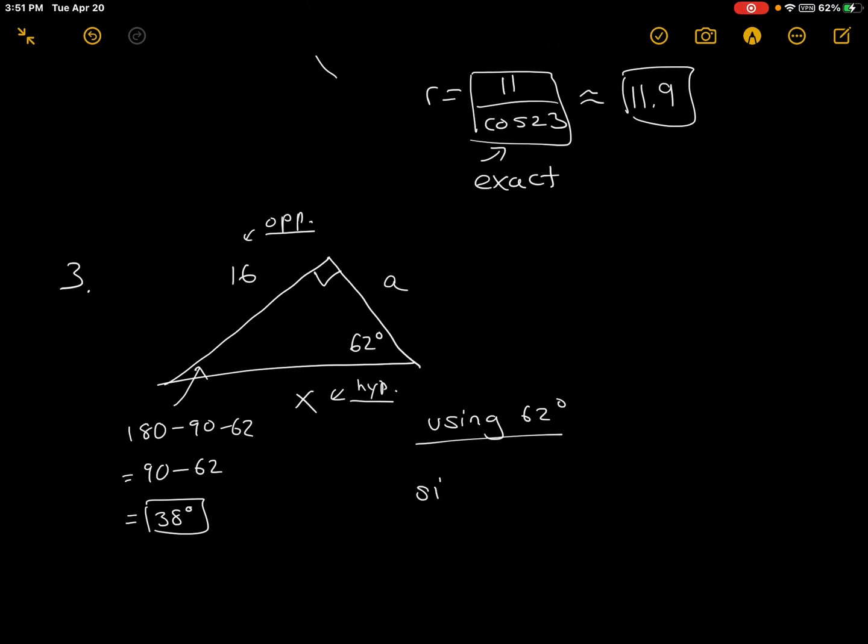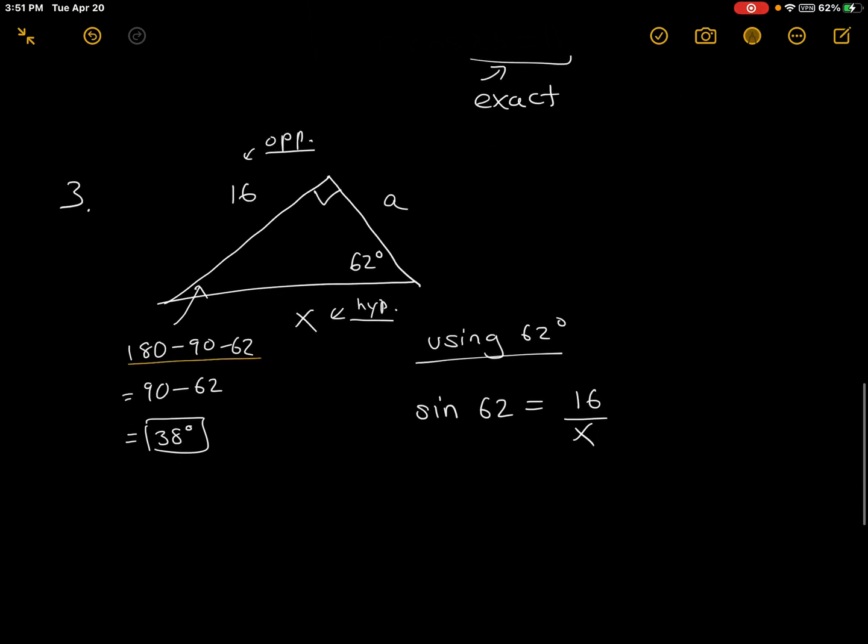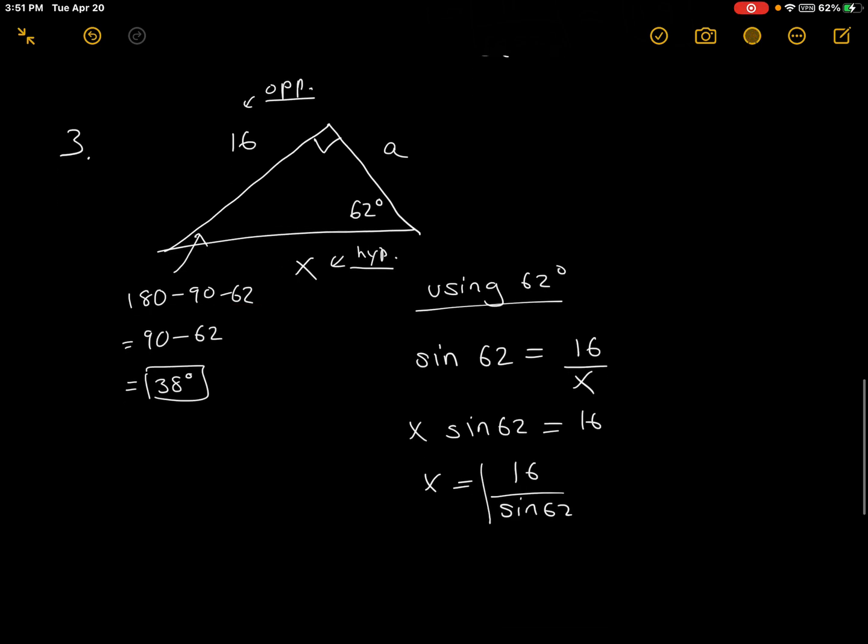Sine of 62 is equal to 16 over x. When you cross multiply, you get x sine 62 is equal to 16, and to get x by itself, 16 over sine 62. So this will be correct. This will be your final answer. Let's say you forgot your calculator or you don't have a calculator and you just wrote this. You understood the concept, you just need to enter it on your calculator.